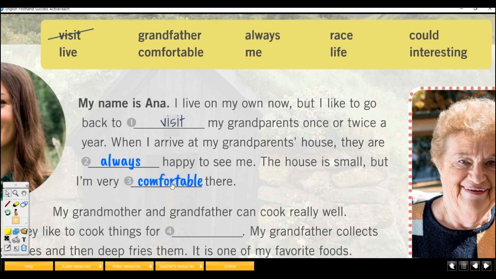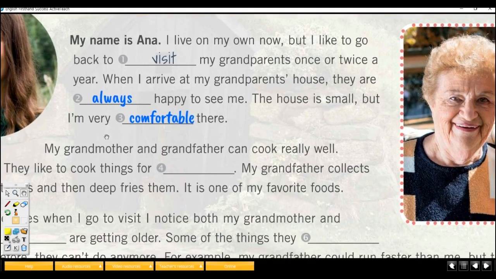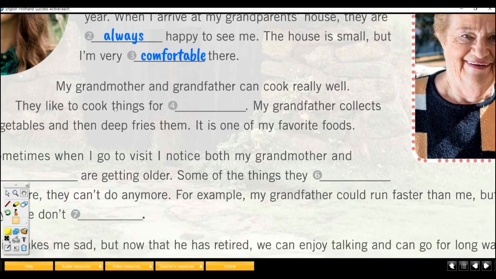I hope you wrote comfortable. I am very comfortable there. My grandmother and grandfather can cook really well.